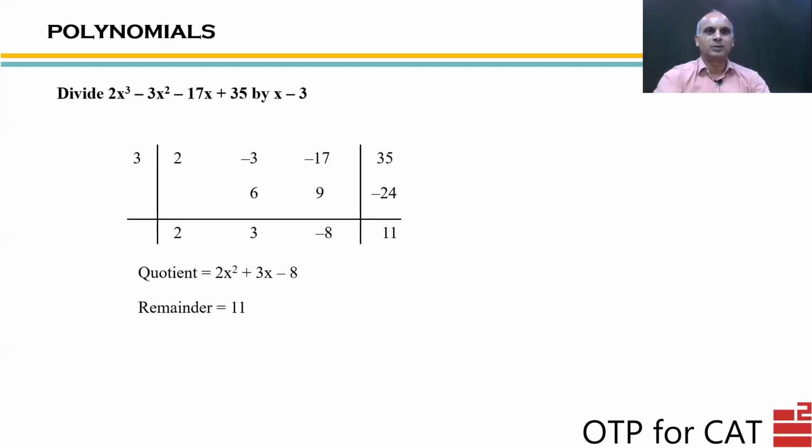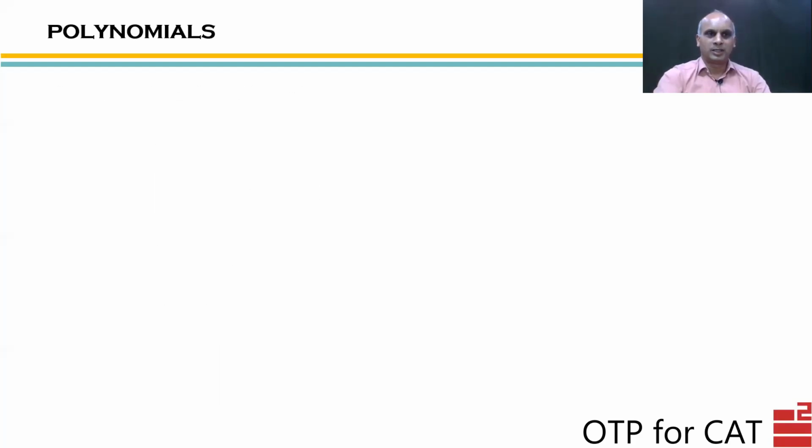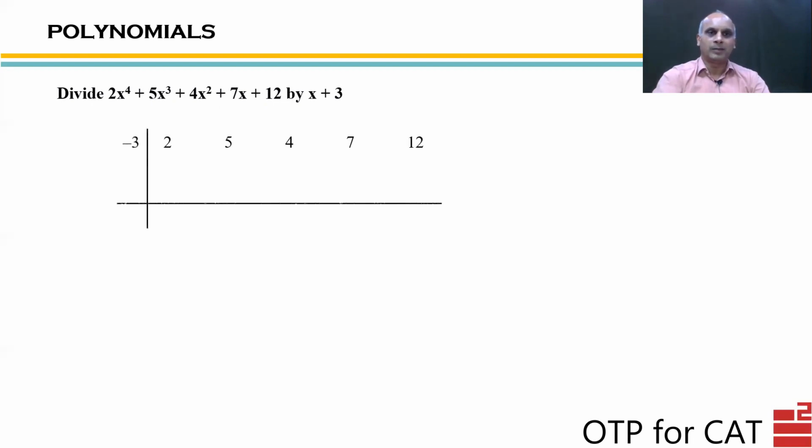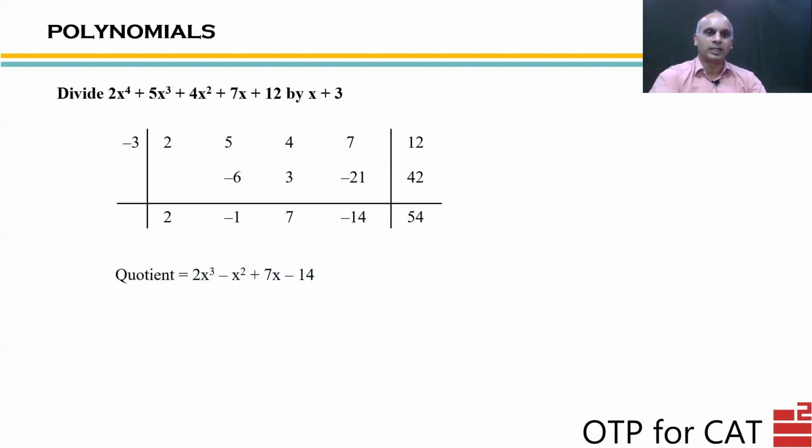I hope by now the method must be completely clear to you. So we can proceed now. Okay, one more example. In this case, my divisor is x plus 3, which when I equate to 0, I'll get x equal to negative 3. So the coefficients are written as they are, and I put minus 3. I'm quickly moving ahead. 2 is kept as it is. 2 into minus 3 is minus 6. 5 minus 6 is minus 1, and so on. You can verify the answers. And finally, I get the remainder as 54, and my quotient is 2x cubed minus x squared plus 7x minus 14. And the remainder is 54.